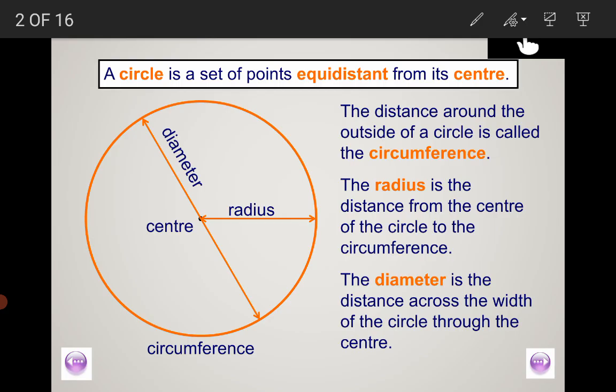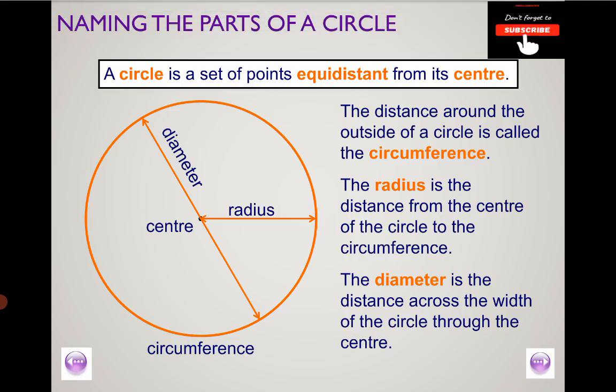and the path around the outside of a circle is called the circumference. Circum means going round. Okay, and then any line drawn from the center to the circumference is called the radius, while the line which passes through the center is called the diameter. We continue to look at more parts of a circle.